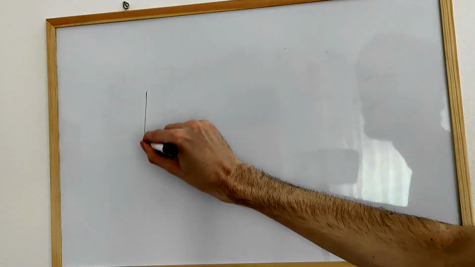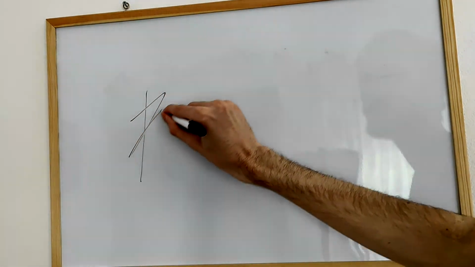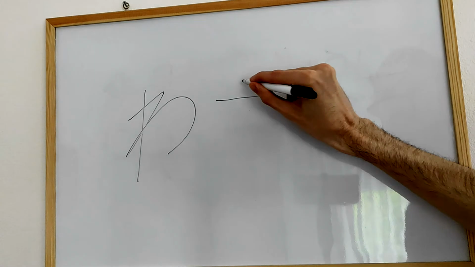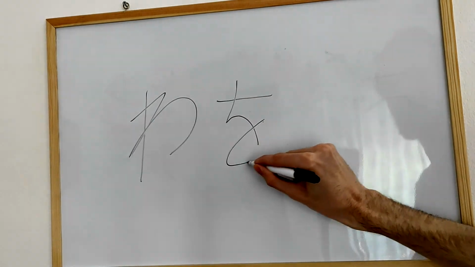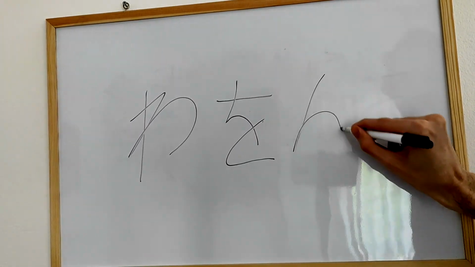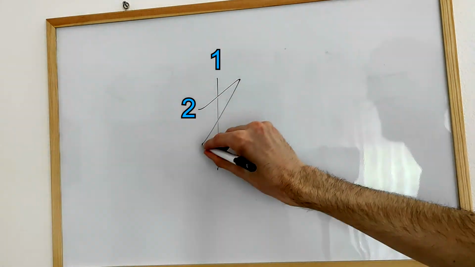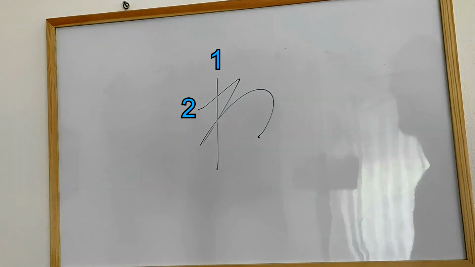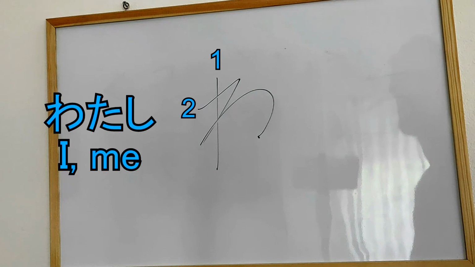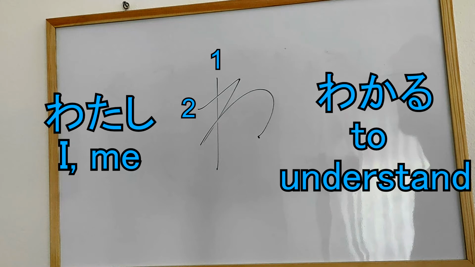And this is the final column of our Japanese hiragana characters, the wa column, although not every character is pronounced with W. The first character is wa, yet another character that is similar to ne and re. Here is watashi, which means I or me, and the other one is wakaru, which means to understand.